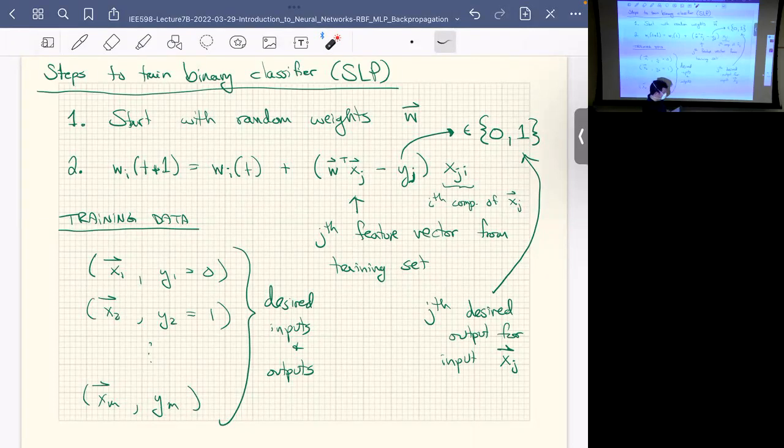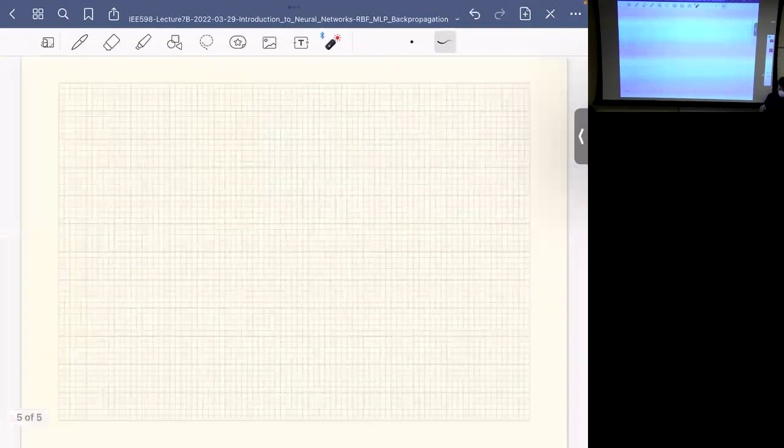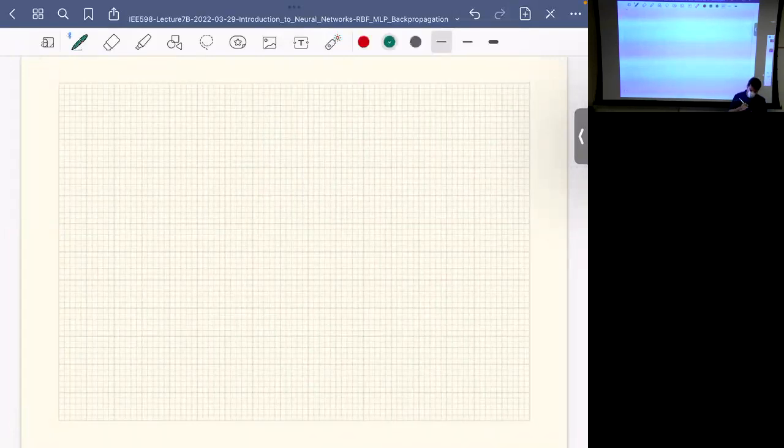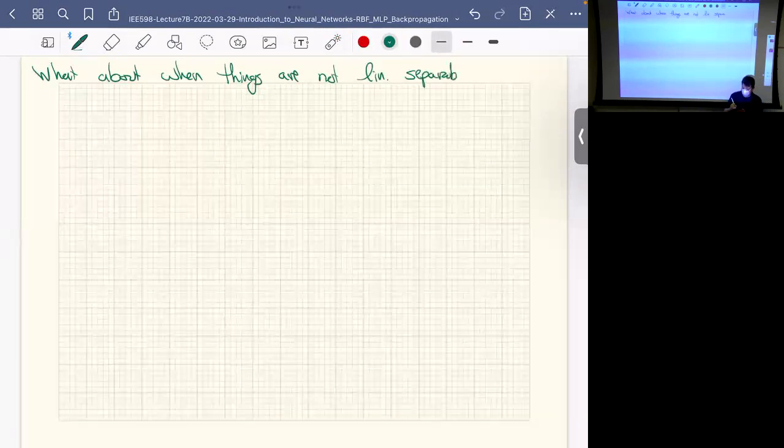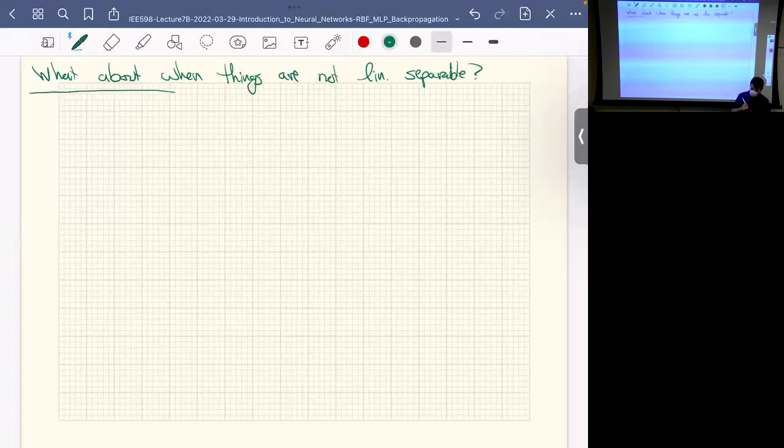All right, so not everything's linearly separable. Not every decision problem you want to solve is going to have linear separability. So what about when things are not linearly separable? In general, what happens when we have nonlinear relationships between variables that we're interested in analyzing?